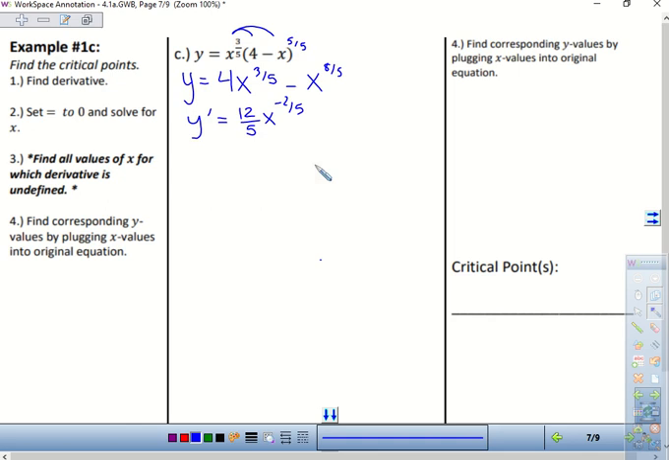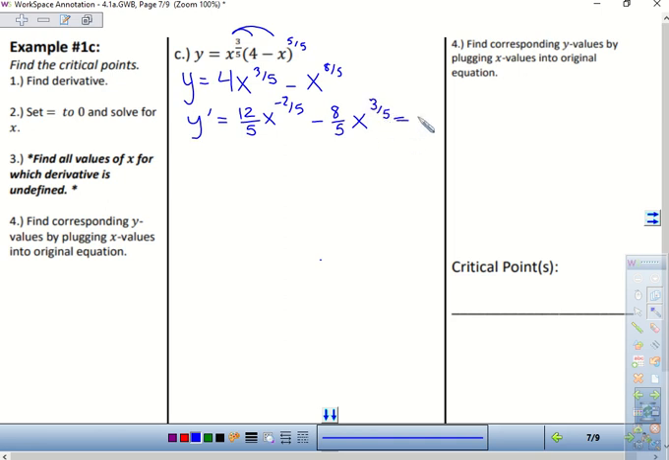Wait, why is it 12/5? Because the fraction comes out front, so 4 times 3/5. I see, okay. I thought you were using the 8/5. No, I get what you're saying. And then 8/5 minus 1 would be 8/5 minus 5/5, which is 3/5. So it's just a bunch of fraction work.